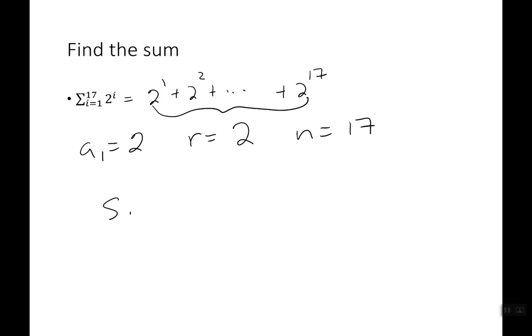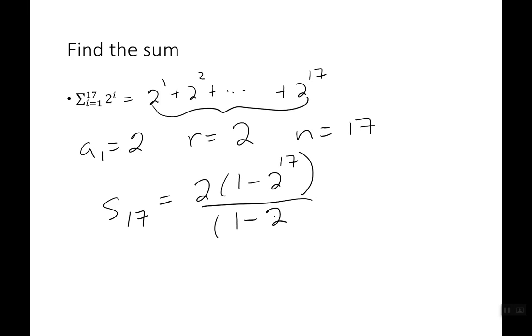So my sum, S of 17, will be 2, my first term, times 1 minus 2 to the 17th over 1 minus 2. So just using the same formula. I think it's important to expand it out a little. I think it'll help you see what the first term is because sometimes that's a little hidden. So I have 2 times 1 minus 2 to the 17th power.